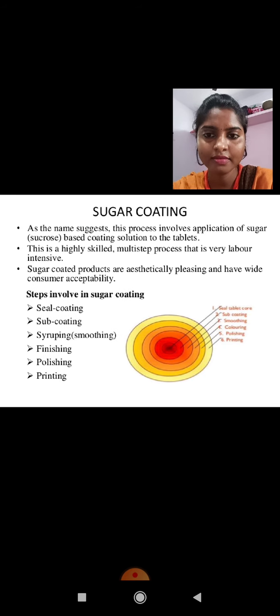Already we have discussed that there are three types of coating. The first one is sugar coating, then film coating, and enteric coating. Now we are discussing the sugar coating.